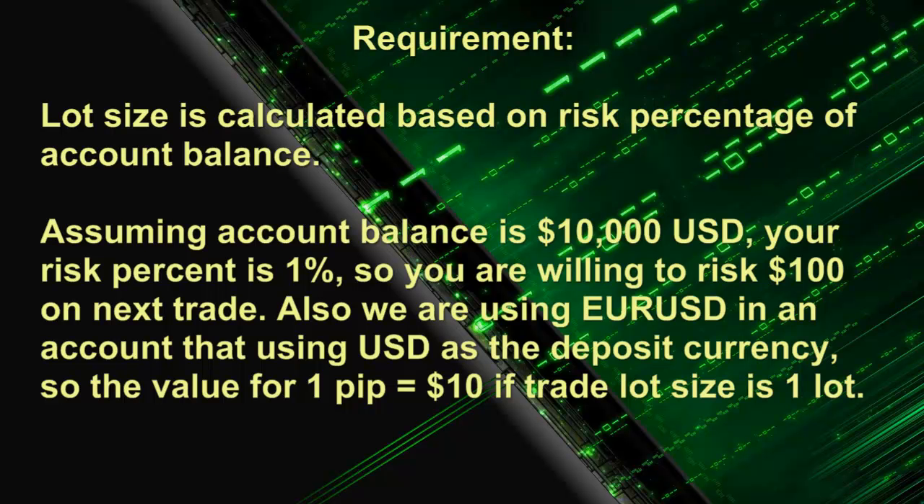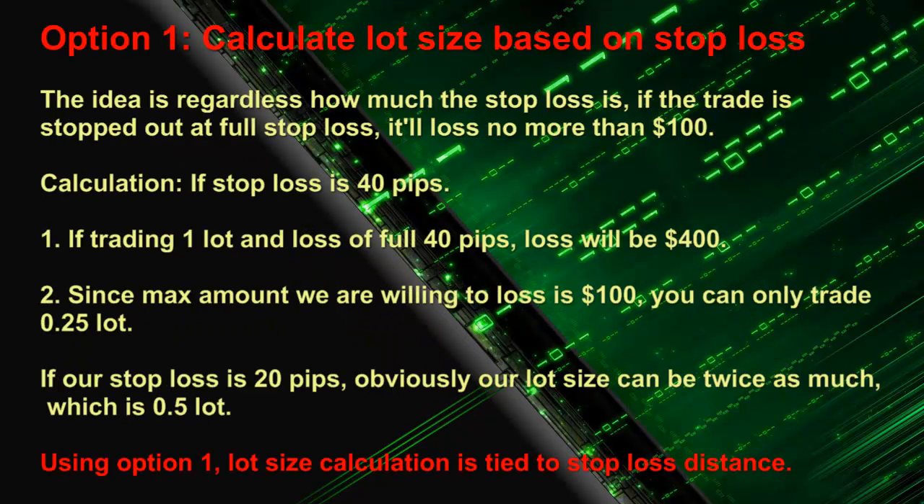Then let's take a look at option number 1. For option number 1, lot size is calculated based on stop loss distance. And to calculate this way, we must know the 1 pip value for one lot. In our example, 1 pip is equal to $10. Okay? So the idea behind it is regardless how much the stop loss is, if the trade unfortunately hits the full stop loss, being stopped out, it will lose no more than $100.